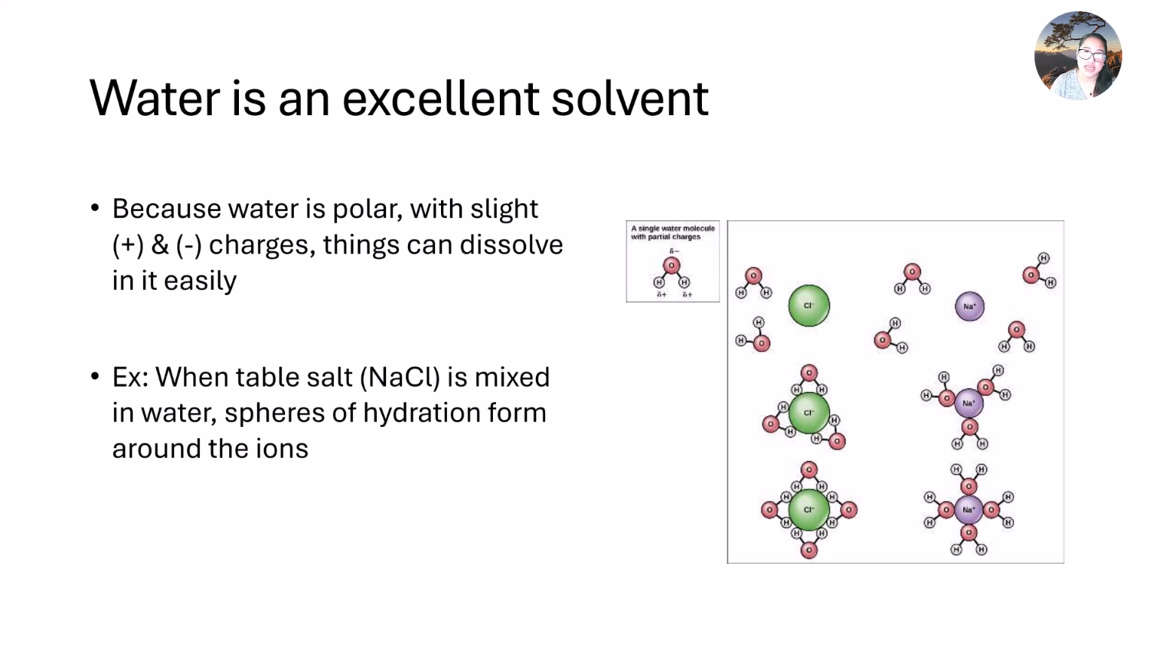For example, table salt is made of two elements mixed together, and when you dissolve salt in water, it dissolves pretty easily. It breaks down because the different parts of those molecules will be attracted to different parts of the water molecules. And so water is what we call a solvent, like you can mix things in it and it'll mix pretty well. So that's another important thing about water.